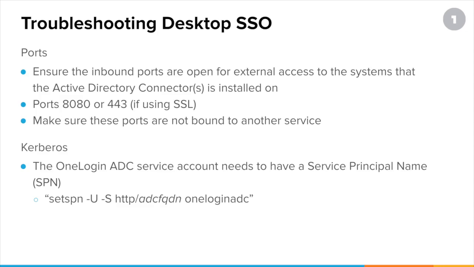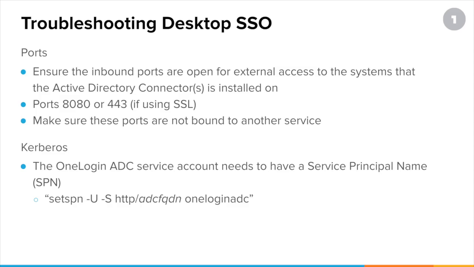And then a slash, and then that ADC FQDN, that internal FQDN of your Active Directory connector. So like dc.onelogintraining.com or member.onelogintraining.com. That's the value that I want there. And then the name of the service account, so the user account that your OneLogin Active Directory connector service is running under. And in this case, in my environment, it was called OneLogin ADC. If you gave it a different name, then specify that there.